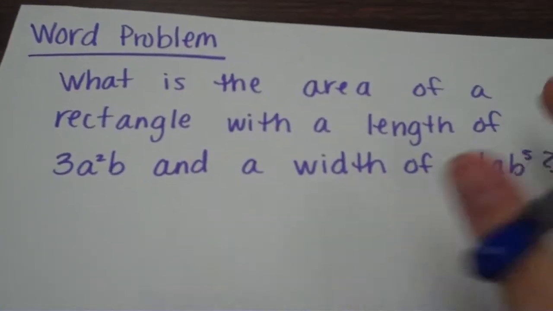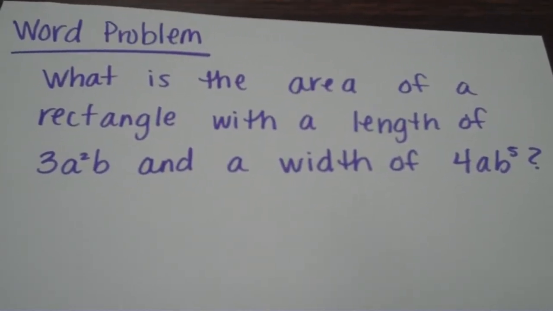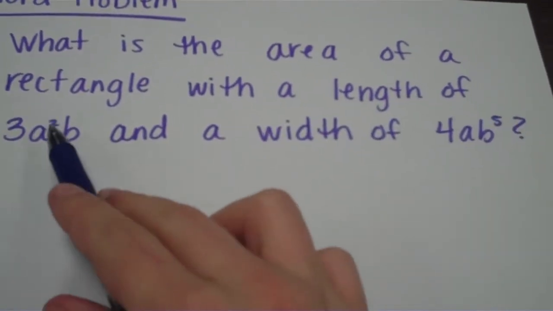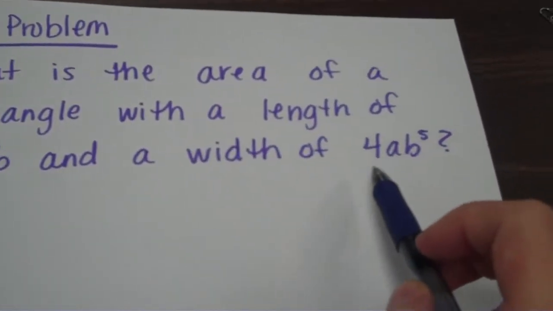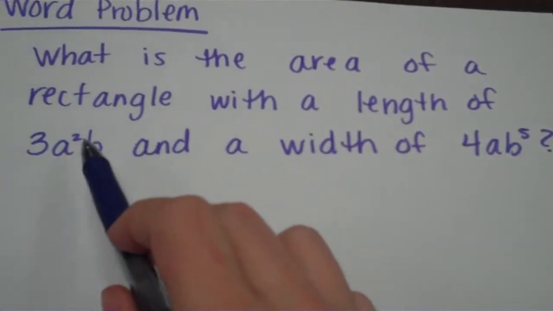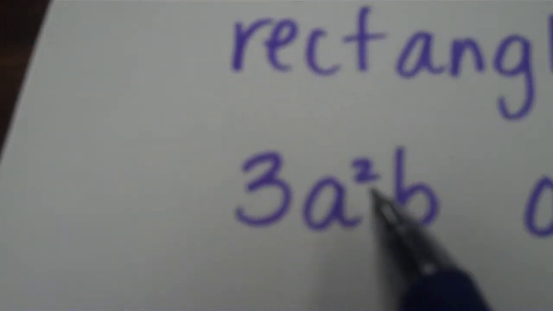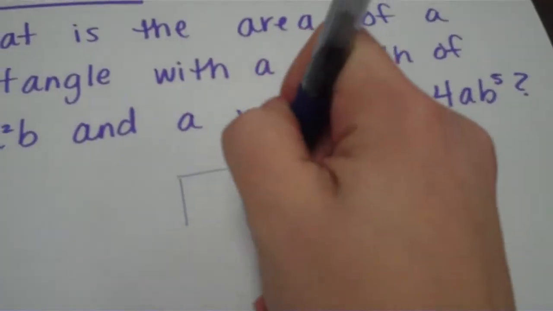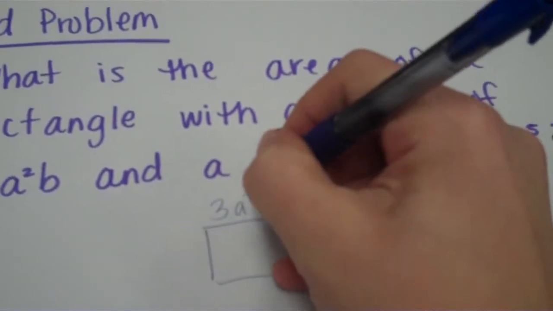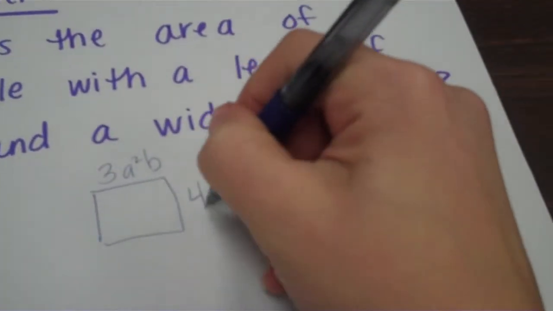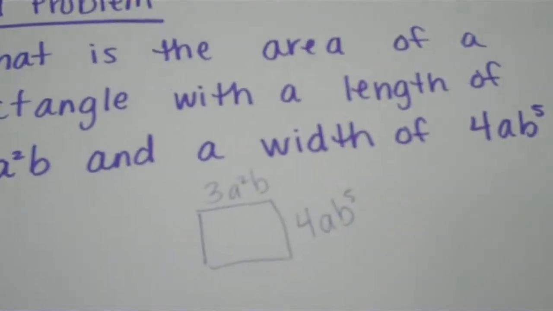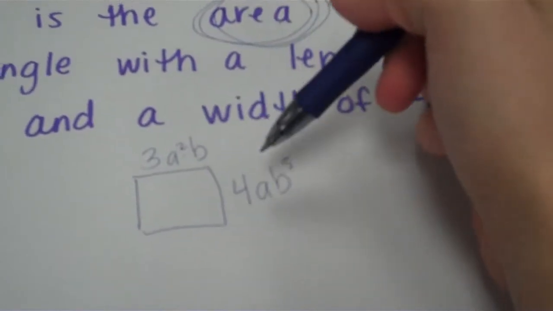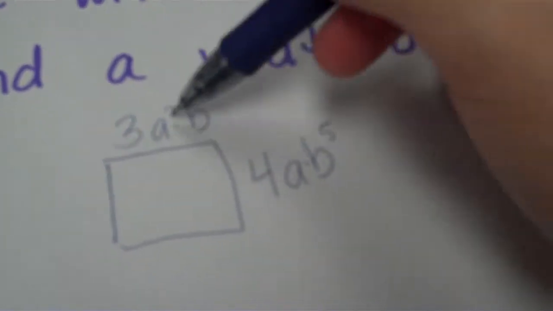Go ahead. You don't have to copy it word for word, but I want you to write down the gist of this. Pause if you need to. What is the area of a rectangle with a length of 3a squared b, and a width of 4ab to the 5th? So that's a 5 and that's a 2, so you can't see. Okay, so I have a rectangle, and one side is 3a squared b, and the other side is 4ab to the 5th. And this says area. Area is length times width, right? So I need to multiply these two things together.